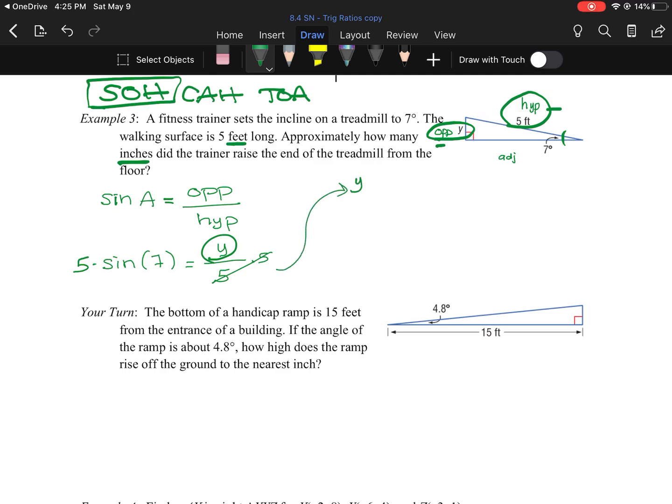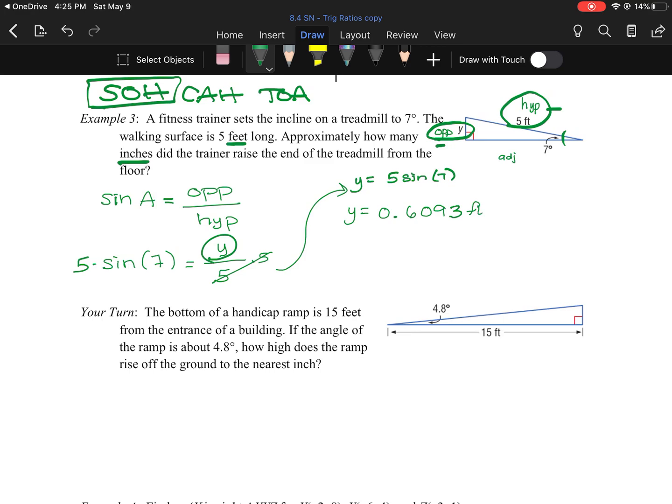So my 5's cancel, and we get y is equal to 5 times the sine of 7. And now is the time where you can type that into your calculator to get a more realistic answer. So type it in just the way it is: 5, then the sine button, and then the number 7. Close your parenthesis if you wish. Hit enter, and we get 0.6093, if we're keeping it to 4 decimal places.